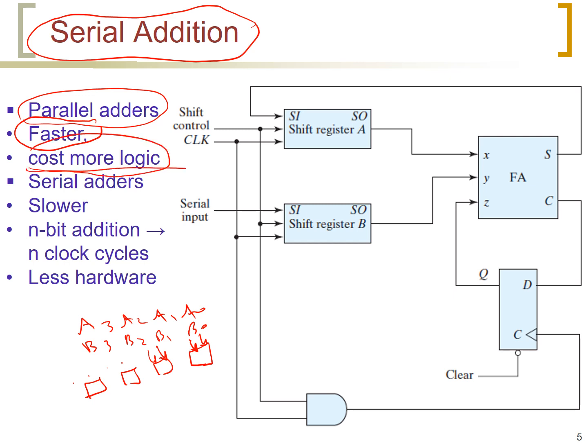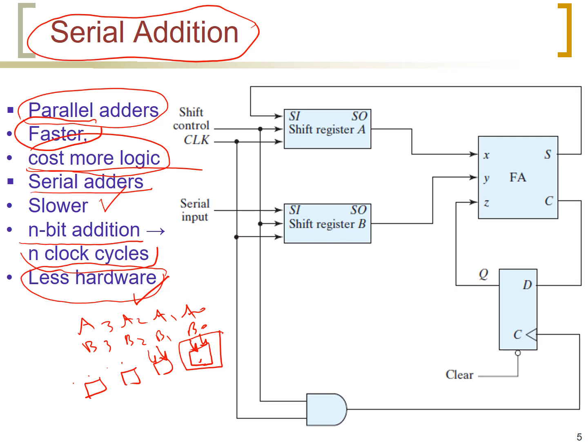Now, the serial adders are different. It is slower in operation. However, it needs less hardware, which means with one full adder, we can share it to add all the bits of A with the bits of B, as we will see next. Because it has less hardware, it will take more time, which means an n-bit addition will take n clock cycles. We will illustrate now how we do this.